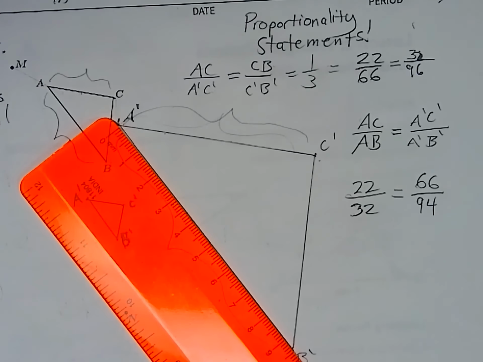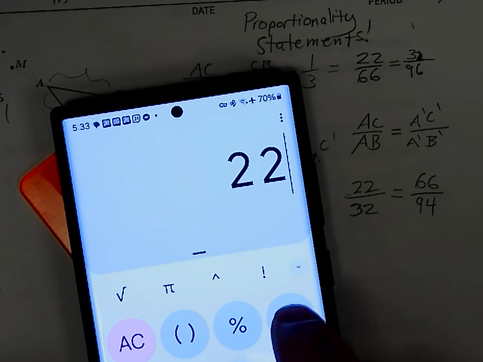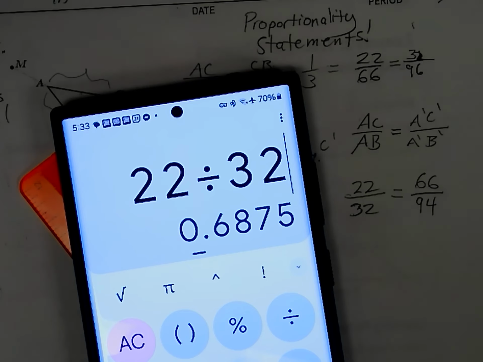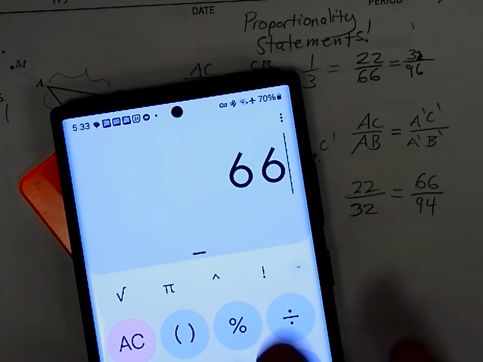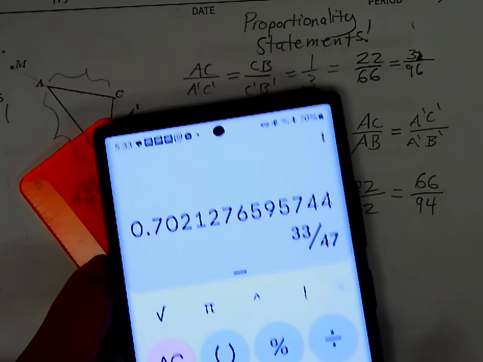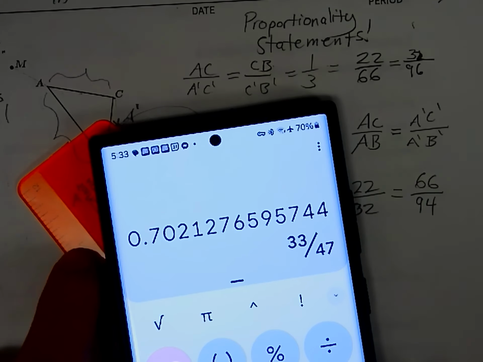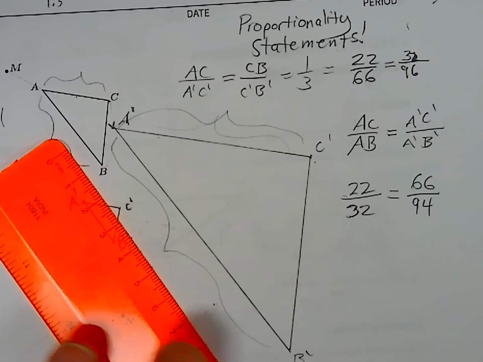Now, time to find out. 0.6875, 11/16, okay. 66 divided by 94, 33/47. Oh, so 0.7. So measurement's not exactly there. Wonder what went wrong there.